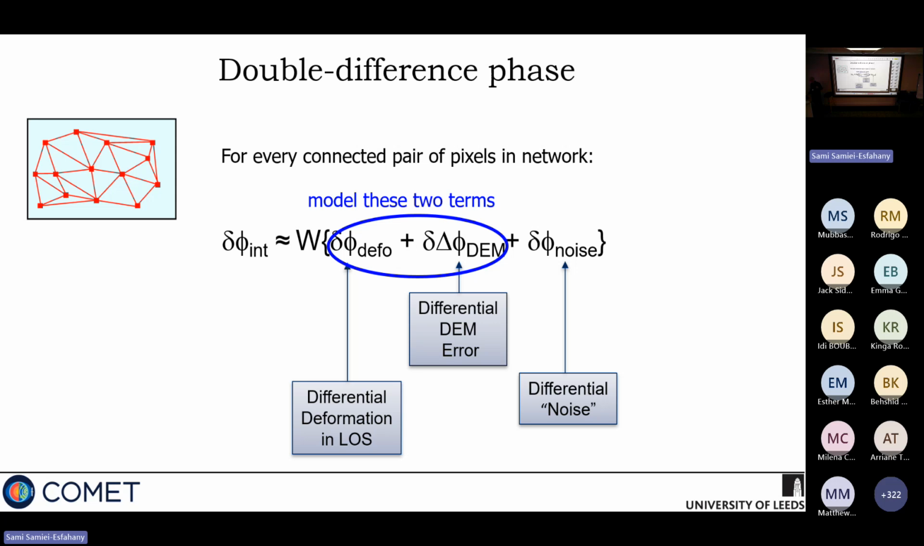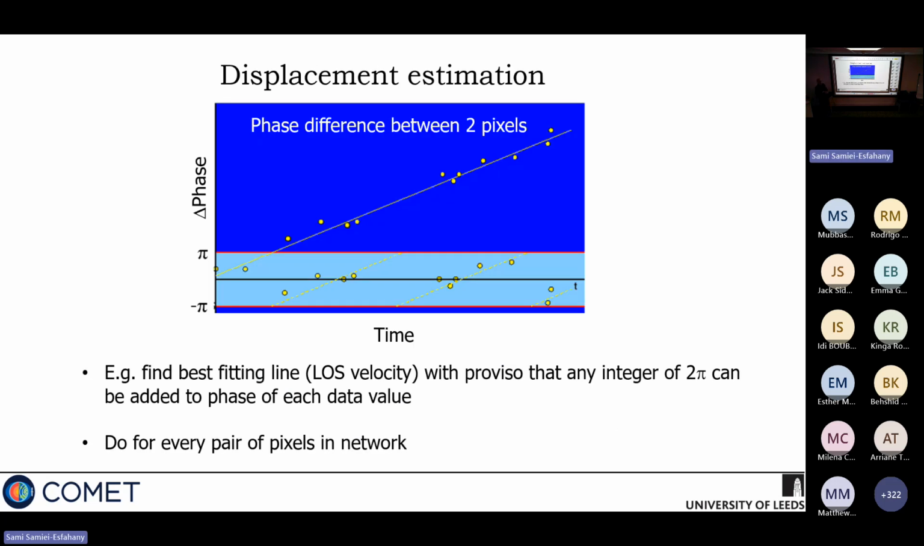Coming back to the equation I showed before, we need to model these two terms. You can model it in time however you want. The default is typically just to assume it's approximately linear, so each of these phase arcs is going to have a linear phase progression. So what do we actually measure? We plot versus time the actual phase that we have. We just have these values here.